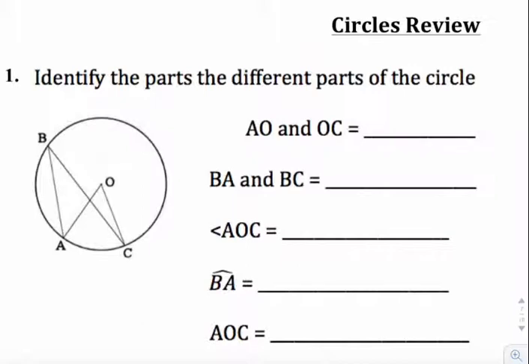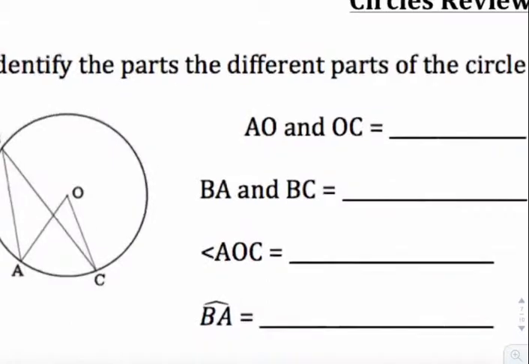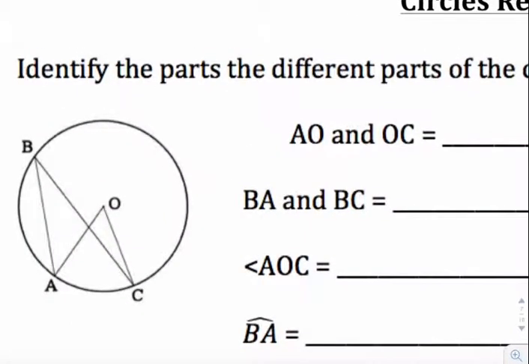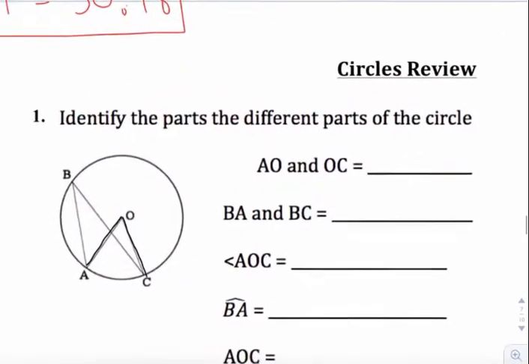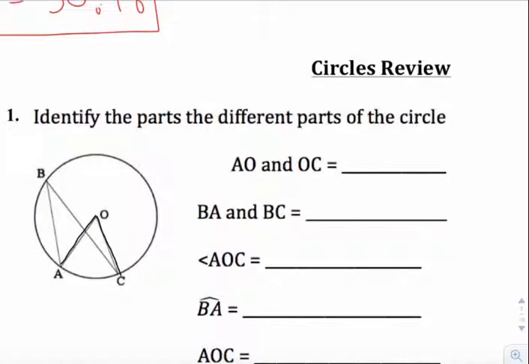Identify the parts and the different parts of whatever circle. Let's just define some stuff. We have AO, we have OC. AO is right here. OC is right here. So my assumption is that these are talking about the radii of a circle. Radii is just plural for radius. BA and BC.